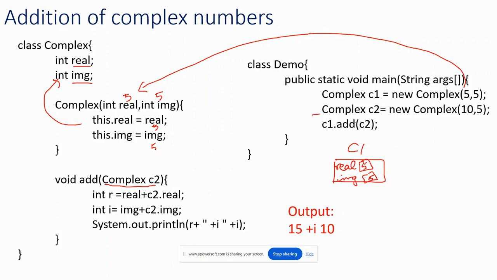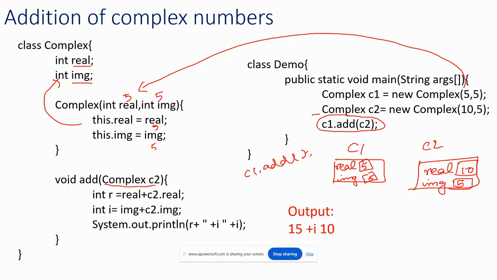The next line is Complex C2. The similar initialization will happen. Real will be assigned the value 10 and imaginary will have the value 5. So the C1 object has different values and the C2 object has some other values. Next line, C1.add(C2). If it were empty parentheses, we would simply call C1.add().